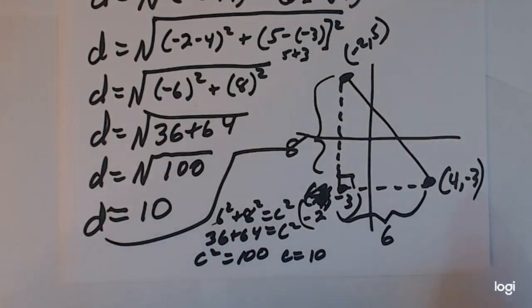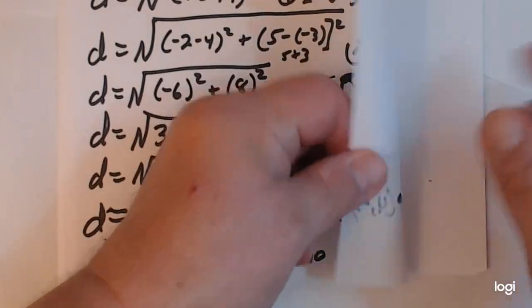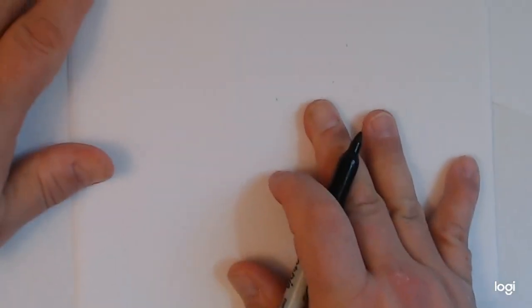So you can always do that. There's more than one way to skin a cat, as they say. Okay, let's look at another problem. I have a few more of these we're going to do. Okay, how about 3, 2?